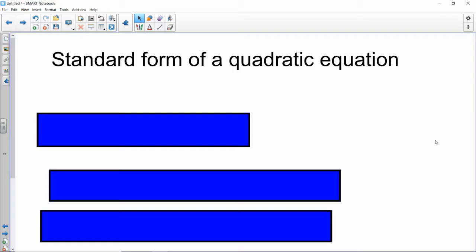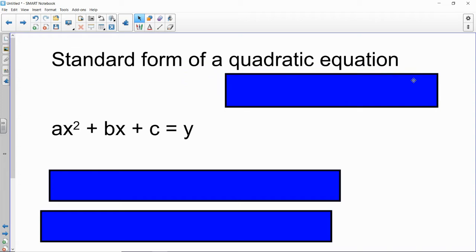So I want to talk quickly about the standard form of a quadratic equation, and that is y equals ax squared plus bx plus c. So this is your typical form of a quadratic. Now, if we think back to linear, we had y equals mx plus b. And exponential, we had y equals a times b to the x. This is the quadratic standard form: y equals ax squared plus bx plus c.